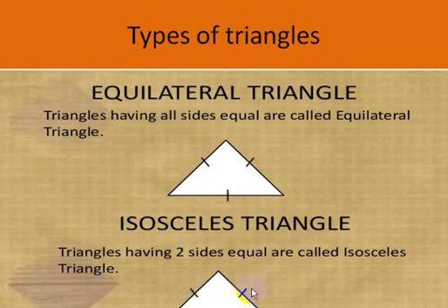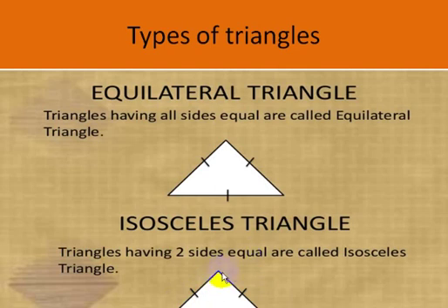Isosceles triangle. In the isosceles triangle, we have just two sides that are equal, and they intersect at this point, right? So we call it the main vertex. The main vertex is the point that joins the two equal sides. When the two sides intersect at this point, it is called the main vertex.